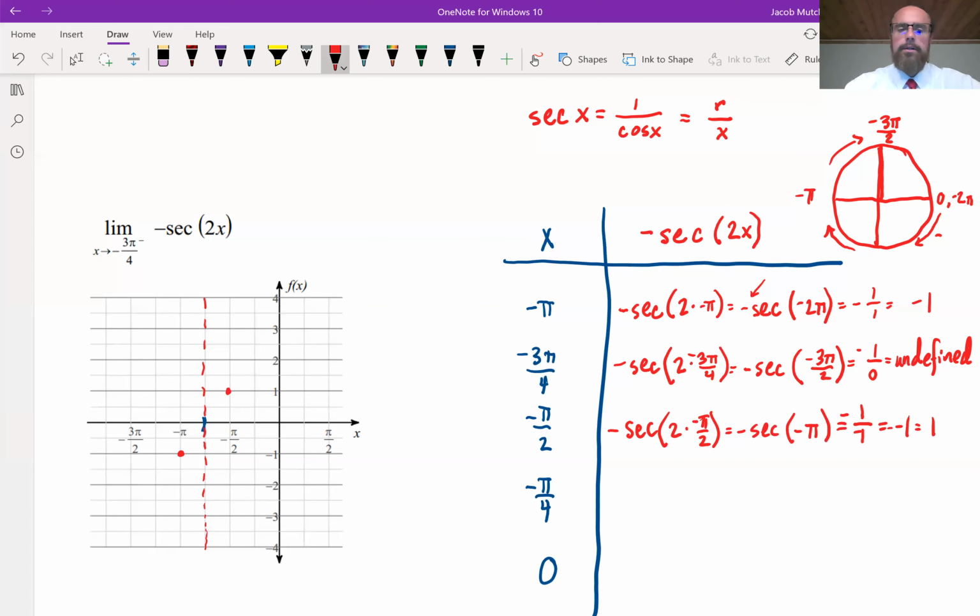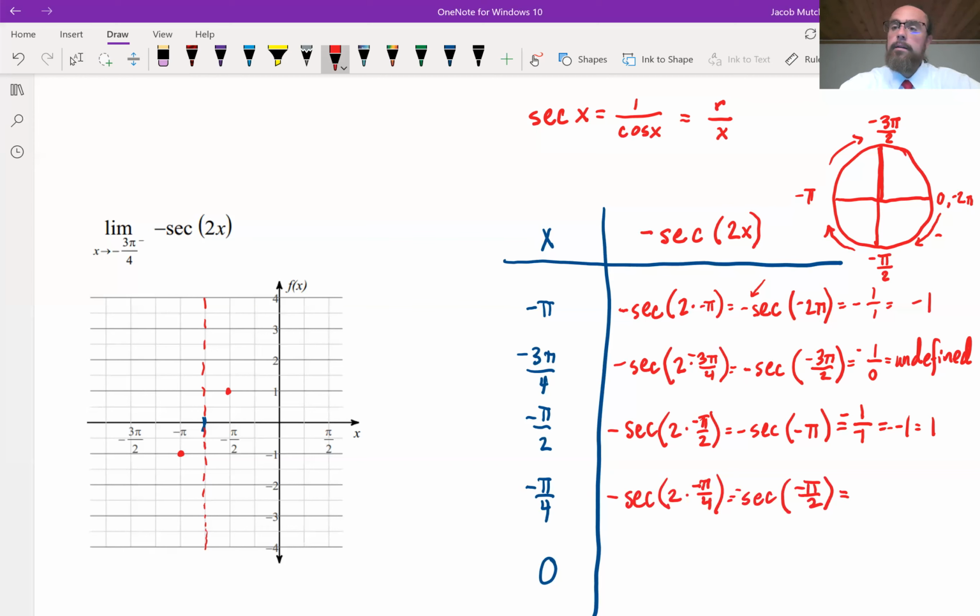So if we can calculate a couple more values, we can see the pattern in the secant graph, and then we can just make the rest of the graph based on that pattern. So let's calculate these last two. Negative secant of 2 times negative pi over 4 is negative secant of negative pi over 2. And that's really going in even increments back around the unit circle. So this is negative pi over 2.